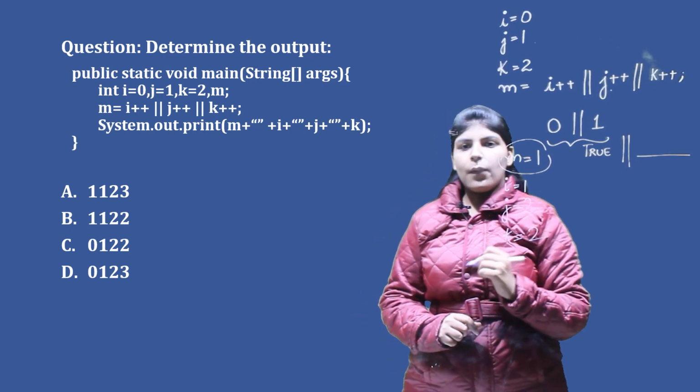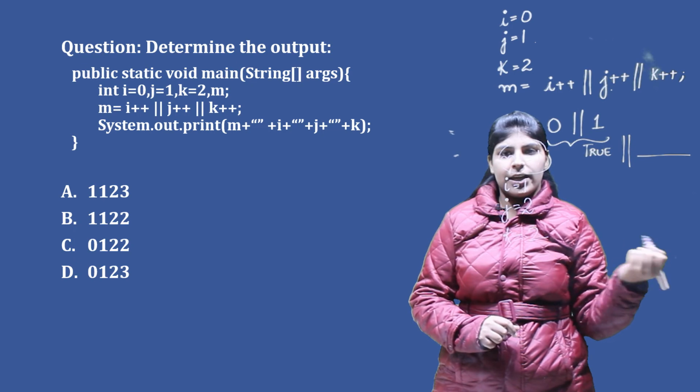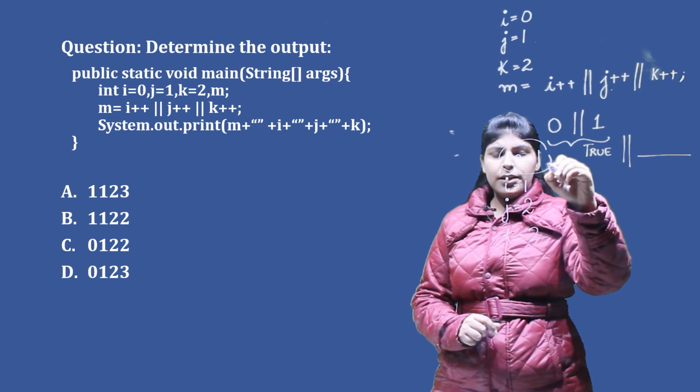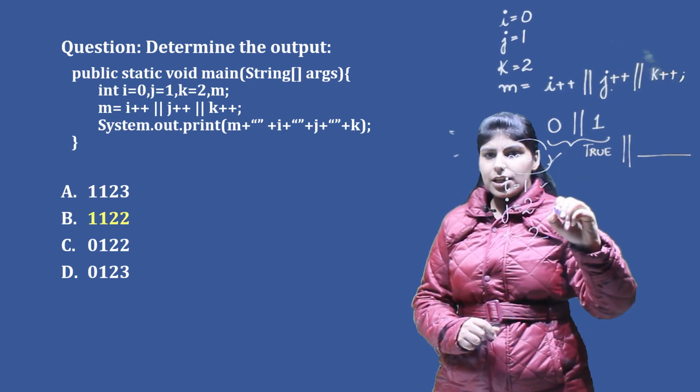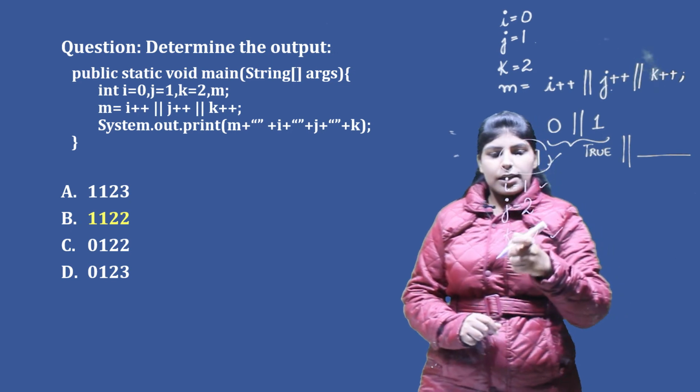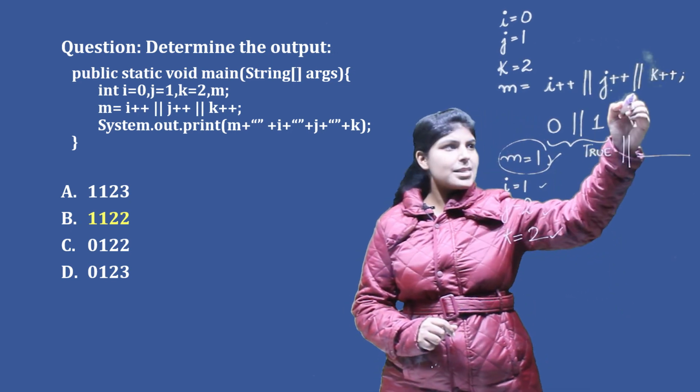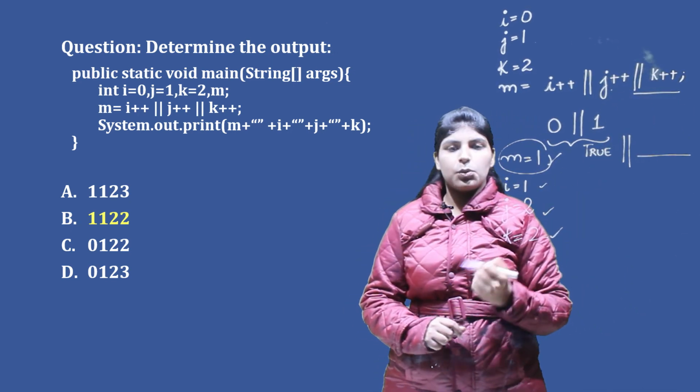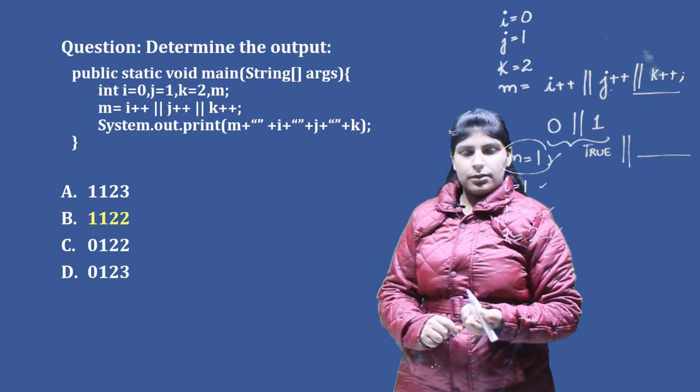Now I'm printing the value of M, I, J and K. So M here is 1, I is 1, J is 2, K is also 2. K is not incremented because this expression is not being executed due to short circuiting. Clear?